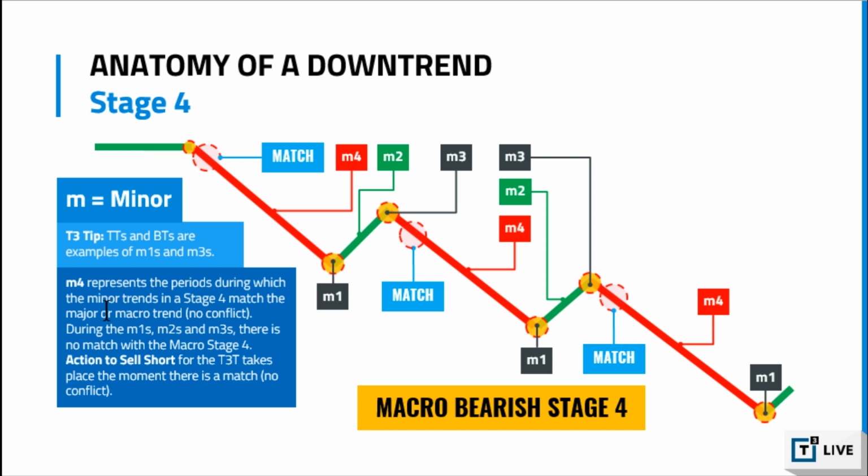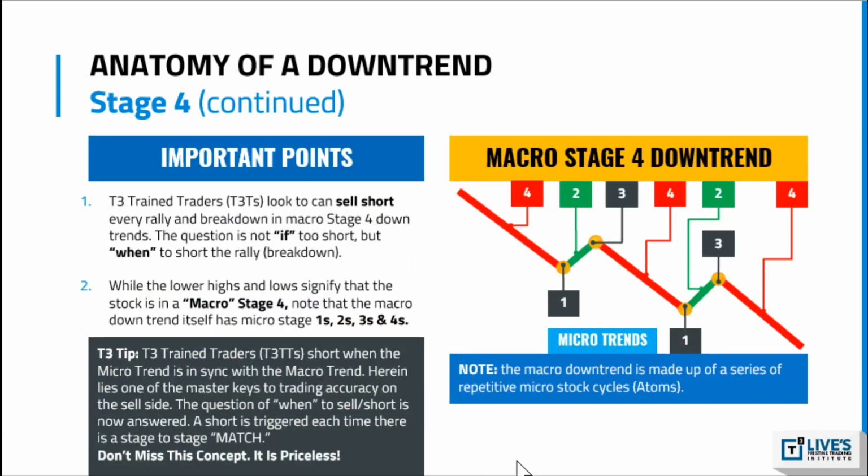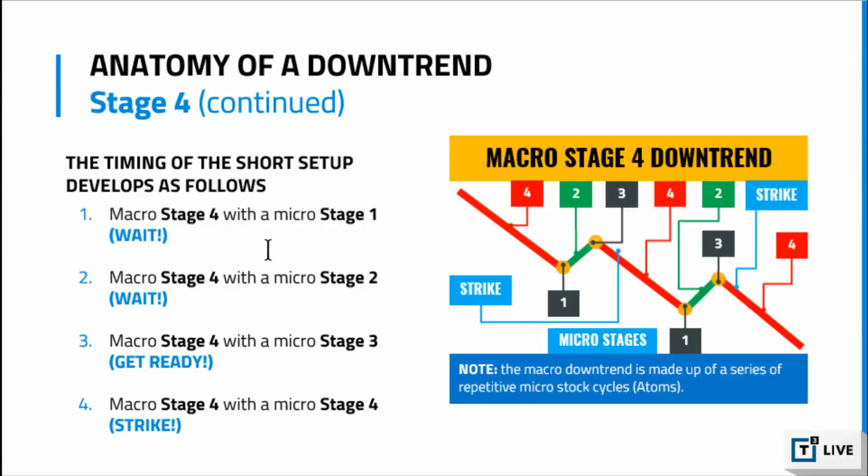And then I don't want to read this for right now because we covered this in the past. And then we want to go short when the micro is in alignment with the macro. For example, when the stock is currently, so macro stage 4 is in a downtrend, great.